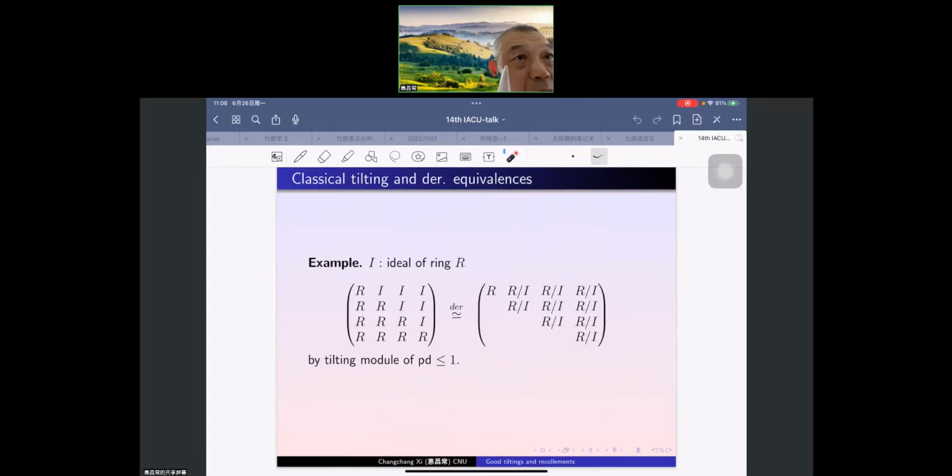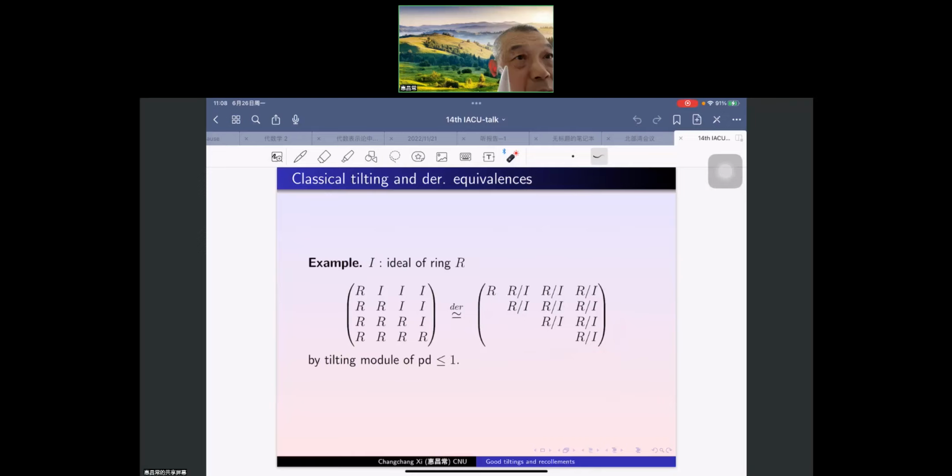A typical example may be the following. Suppose you have an arbitrary ring, and you take an ideal. You consider this 2x2 matrix algebra, which is, of course, an algebra. Then using tilting theory, or tilting modules, you will see that this algebra is derived equivalent to this upper triangular algebra, where under the main diagonal the entry means zero. So these two algebras, or these two rings, are derived equivalent.